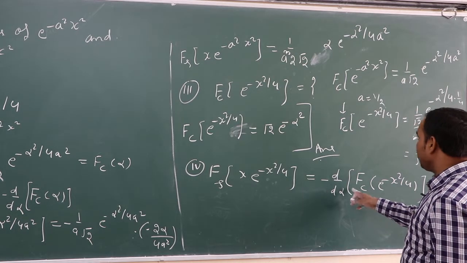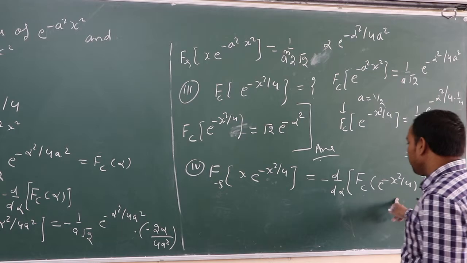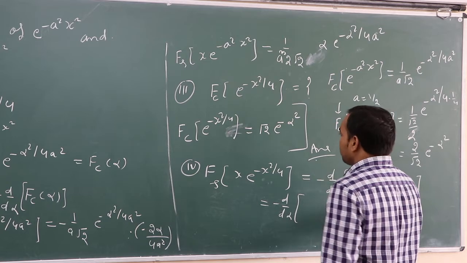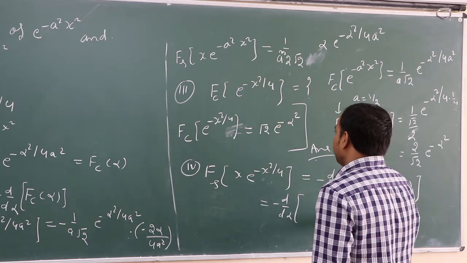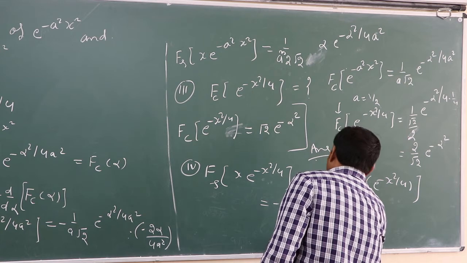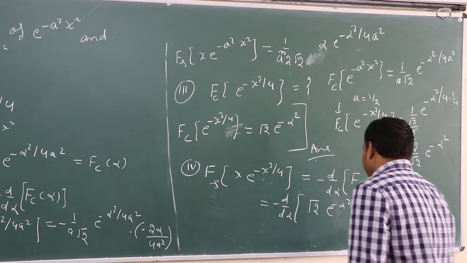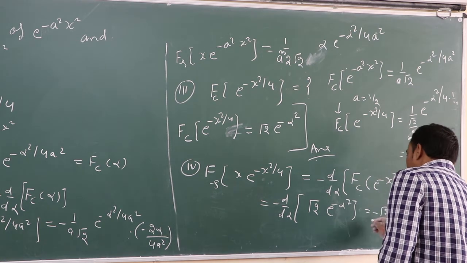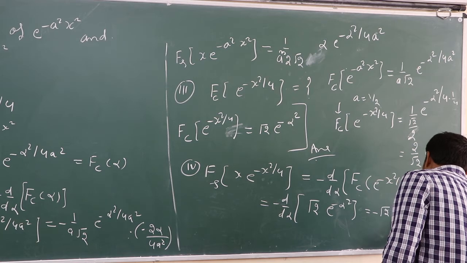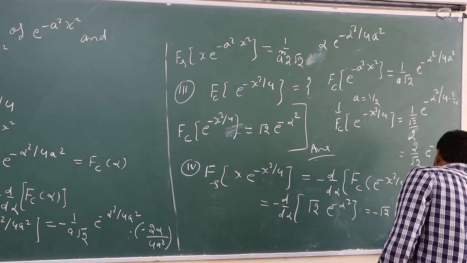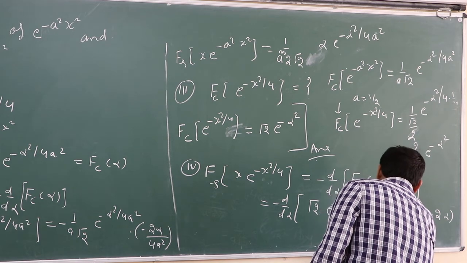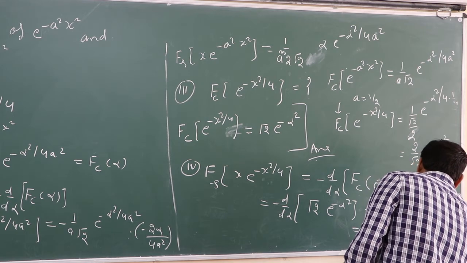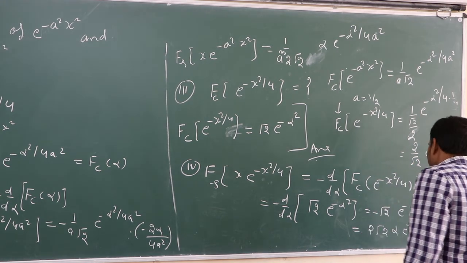So the Fourier cosine transform of this is minus d upon d alpha of under root 2 e to the power minus alpha square. So simply we write minus under root 2, e to the power minus alpha square into minus 2 alpha. Finally we say that this is 2 under root 2 alpha e to the power minus alpha square. So finally we get the answer.